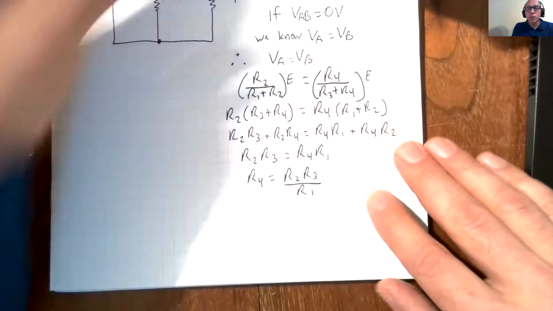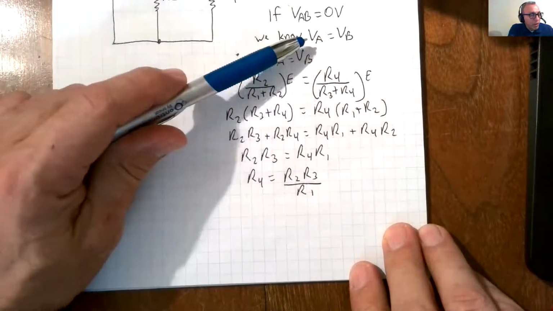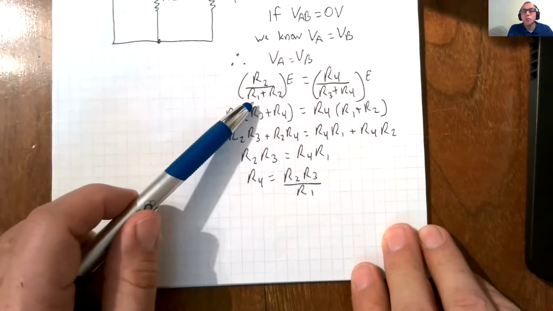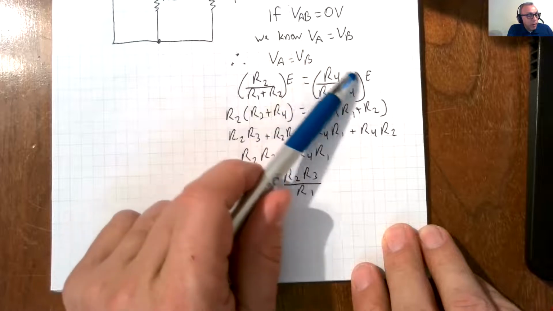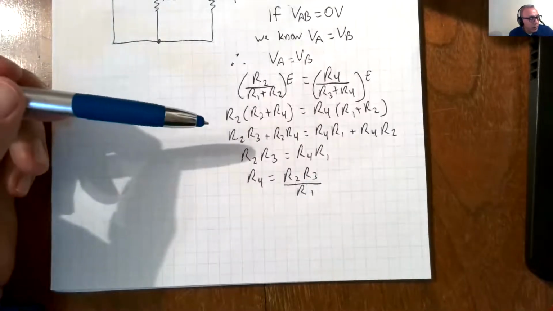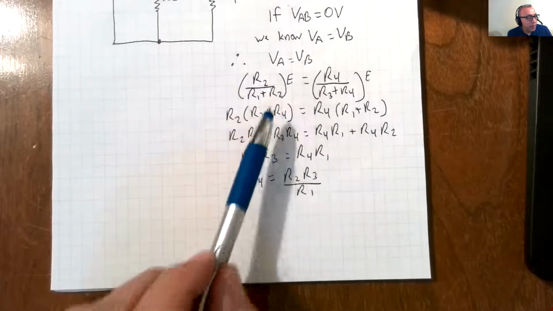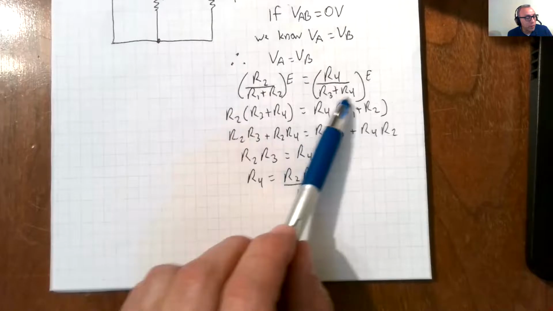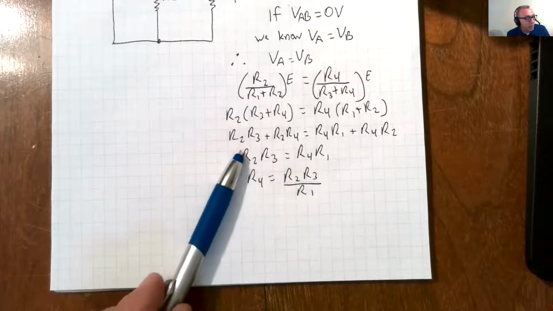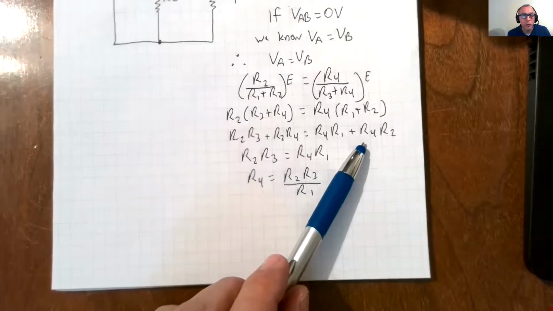So we know when VAB is equal to 0, VA is equal to VB. So if VA is equal to VB, the formula for VA, R2 over R1 plus R2 times E, is equal to the formula for VB, which is R4 over R3 plus R4 times E. In one swoop, we can cancel out the E's on each side, and I cross multiply, so I have R2 times R3 plus R4 is equal to R4 times R1 plus R2. So we end up with R2 R3 plus R2 R4 equals R4 R1 plus R4 R2.